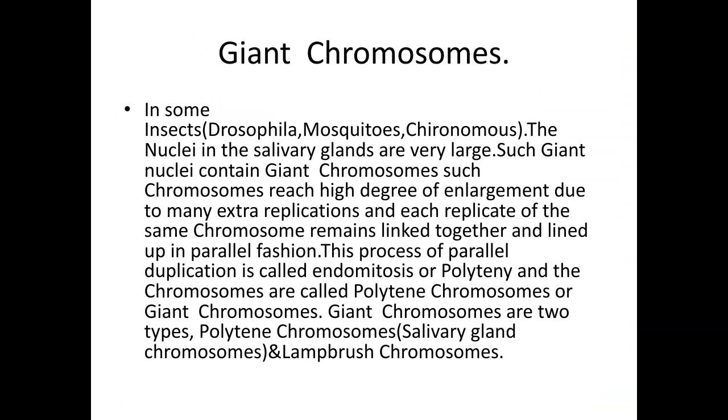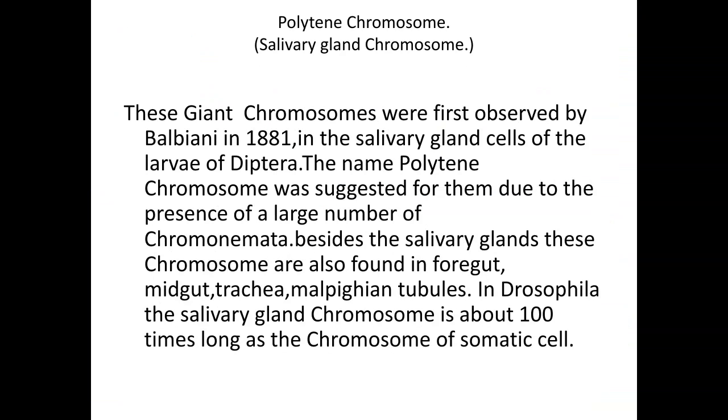Giant chromosomes are of two types. The polytene chromosomes, which are present in the salivary glands and are also commonly known as salivary gland chromosomes, and another is lamp brush chromosomes. First, polytene chromosome or salivary gland chromosome.